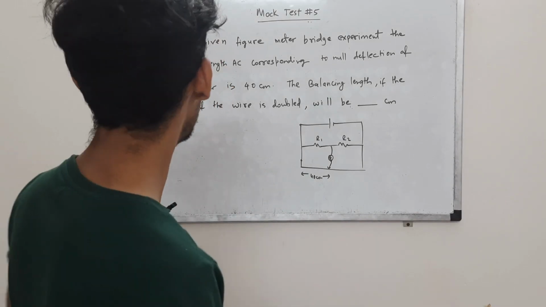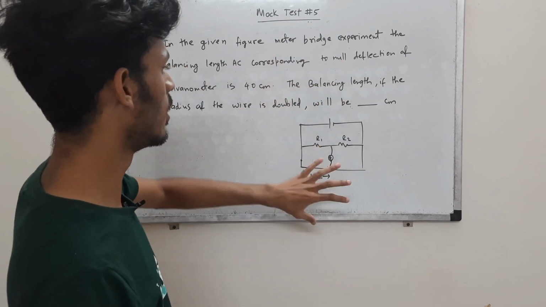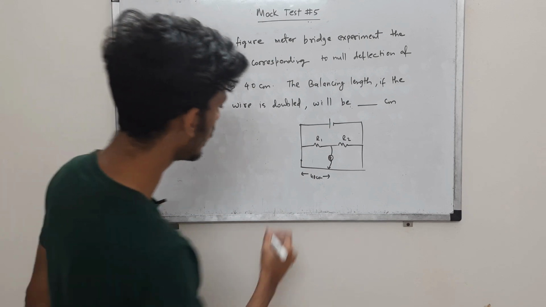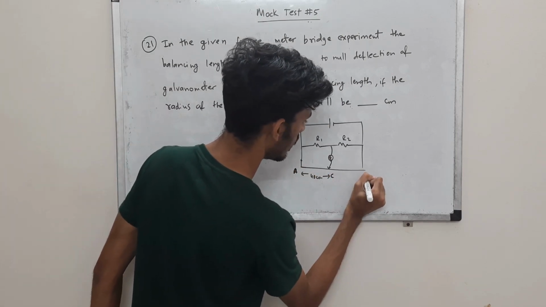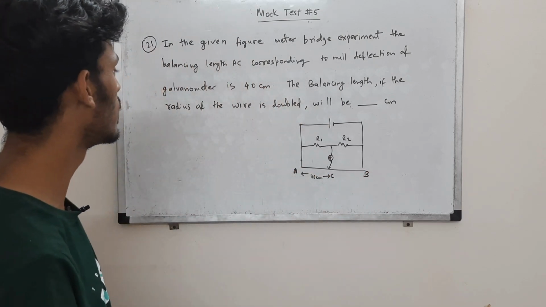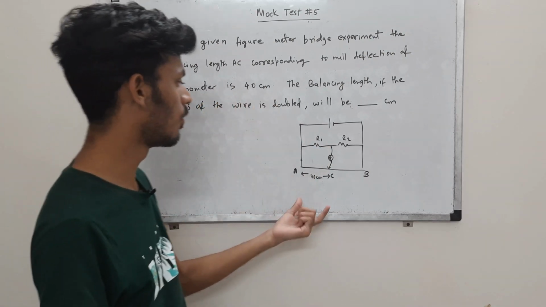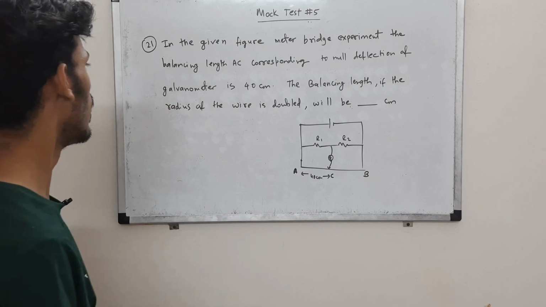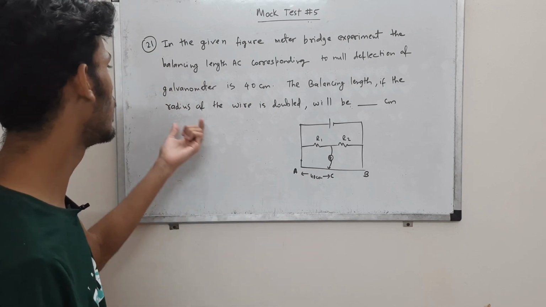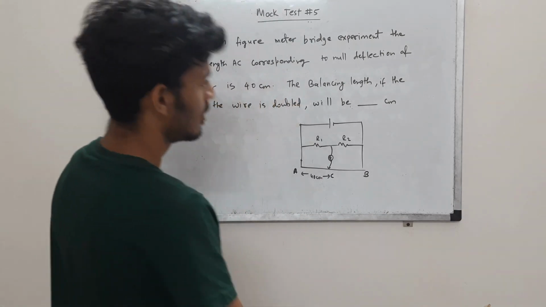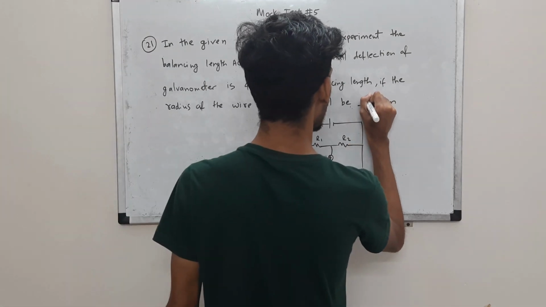Question 21, the first among the numerical ones, has a figure showing a meter bridge experiment. The length AC corresponds to a null deflection, where the resistance is balanced, and the length is 40 centimeters, as you can see. What will happen to the balancing length if the radius of this balancing wire is doubled? And this is a trick question, because the answer will remain the same.